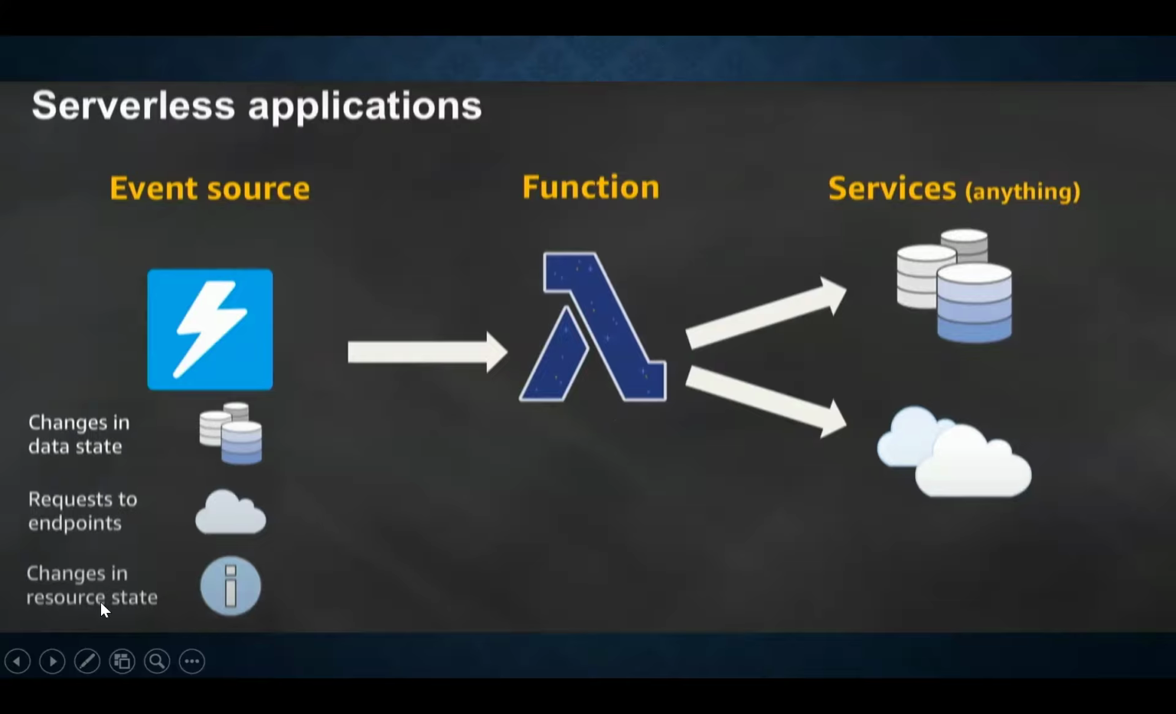A change in the resource state. So if your resource state is down, up, or active, it could be anything. But if there is some change in the state, suddenly this function will get triggered and it will start working or start functioning.